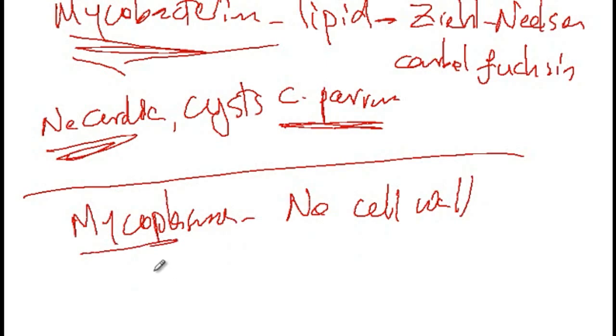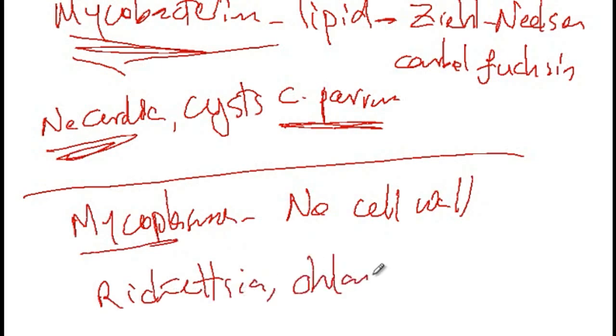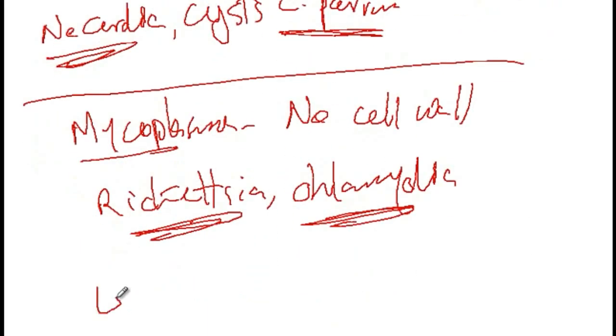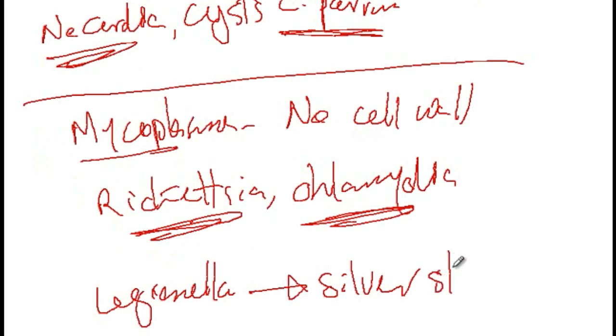And then we have the obligate intracellular organisms like Rickettsia and Chlamydia, which cannot make their own ATP and have to live inside other cells. So these organisms, since they're inside the cells, won't be stained with Gram stain either. And then finally, Legionella, which is mostly intracellular, doesn't stain well with the Gram stain, and thus you will have to use silver stain for this bacteria. And that concludes our discussion.